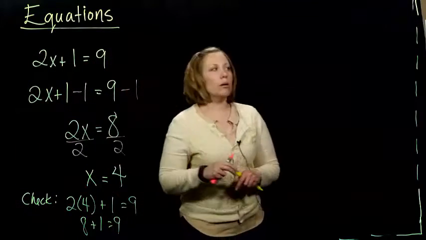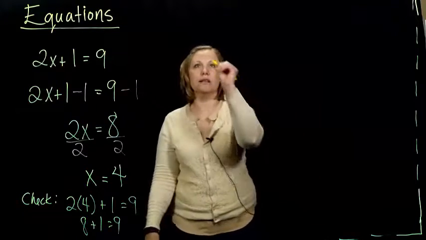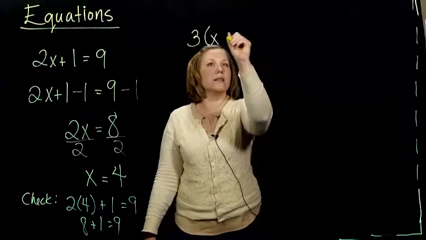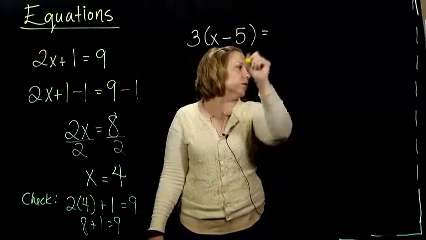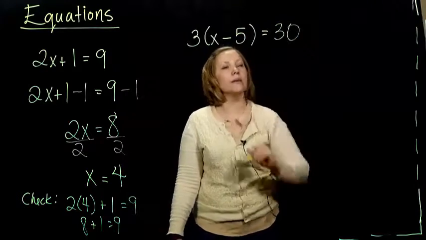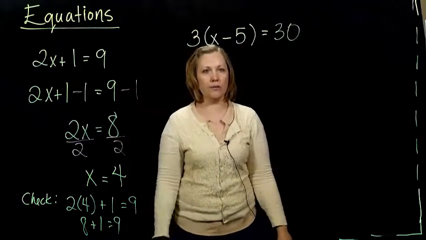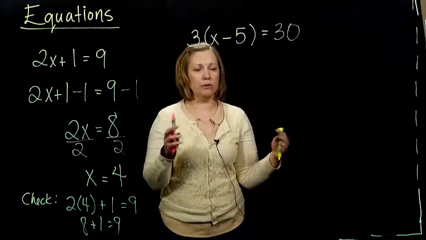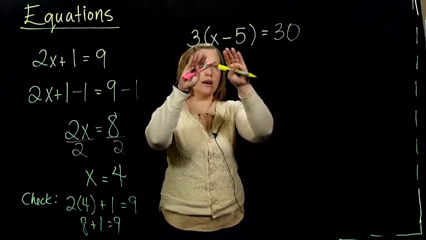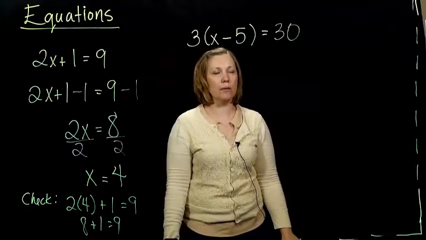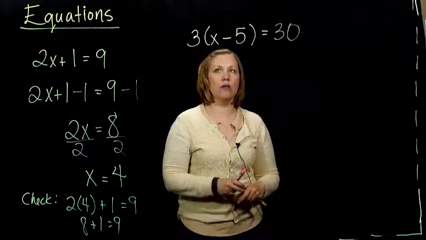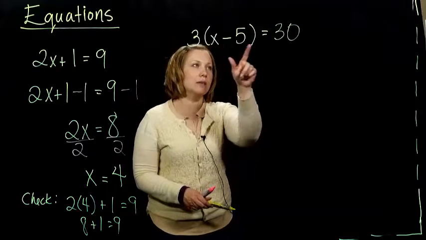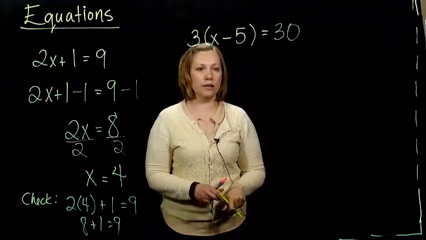So that one's not too bad, but what if I throw something more complicated in there, like 3 times x minus 5 equals 30. So 3 times (x minus 5) equals 30. Well, you can approach this a couple different ways. So I look over here and I say, I've got something kind of complicated. But in the first video, we learned how to simplify algebraic expressions. So that allows me to rewrite this in a little bit simpler way.